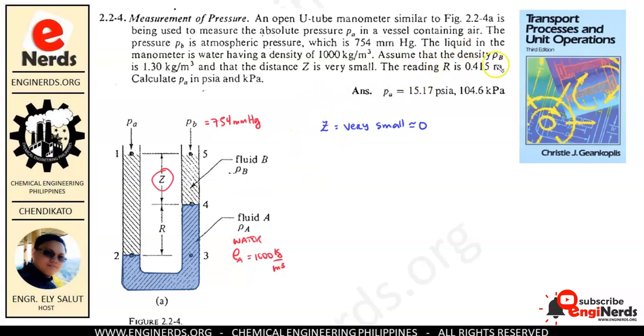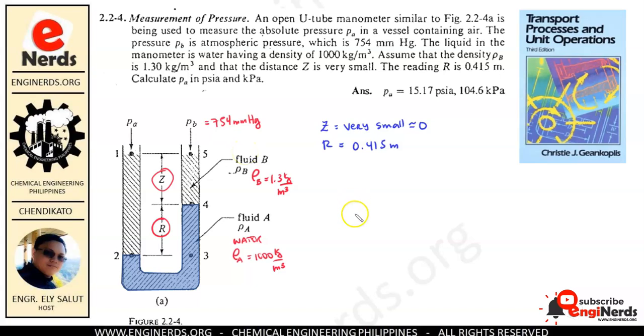Assume that the density of B is equal to 1.3 kg per cubic meter. So, the density of B is equal to 1.3 kilogram per cubic meter. So, napakababa ng density niya, no, compared sa water because this is a gas and this is a liquid. Now, the reading R is 0.415 meters. So, our R in here is equal to 0.415 meters.